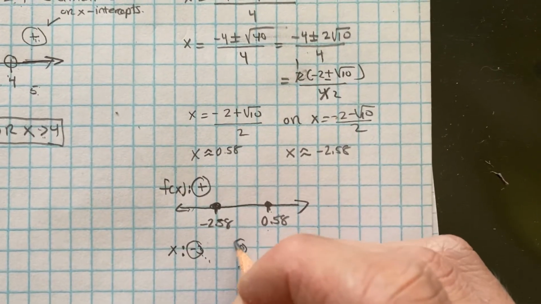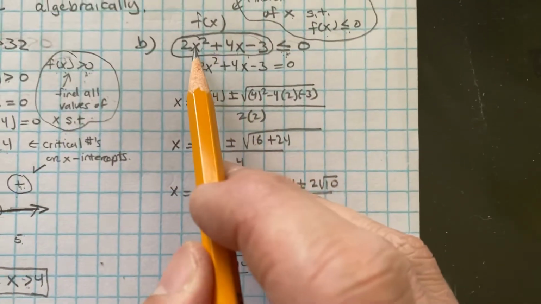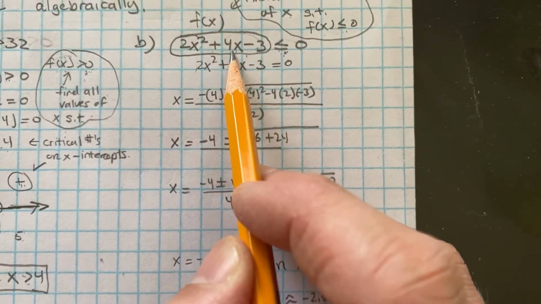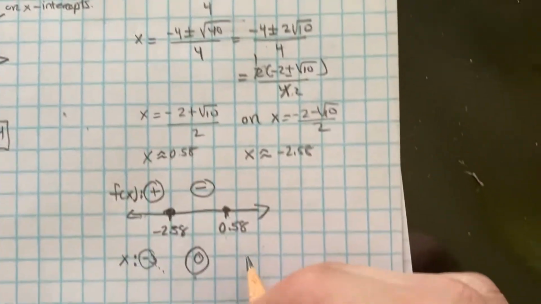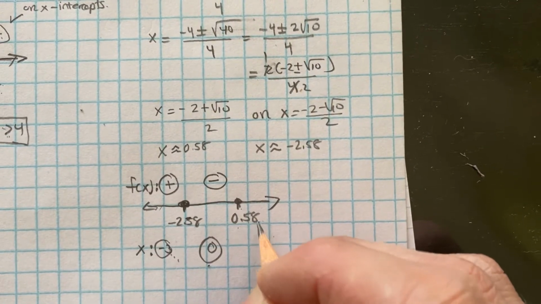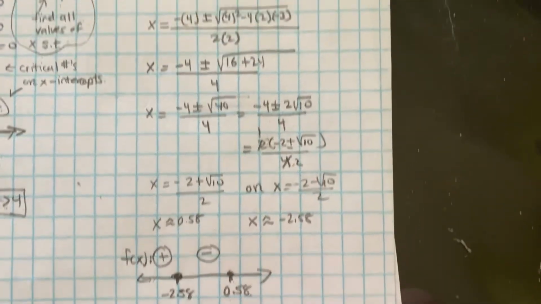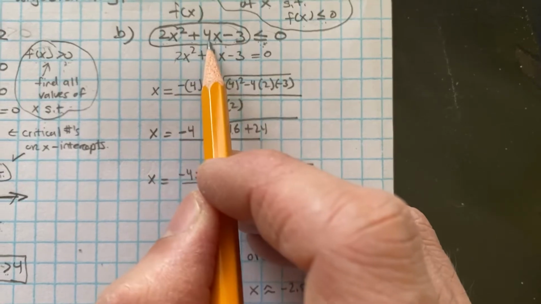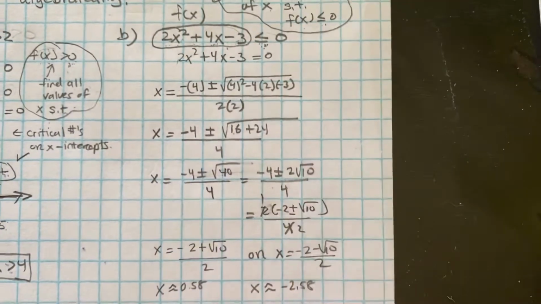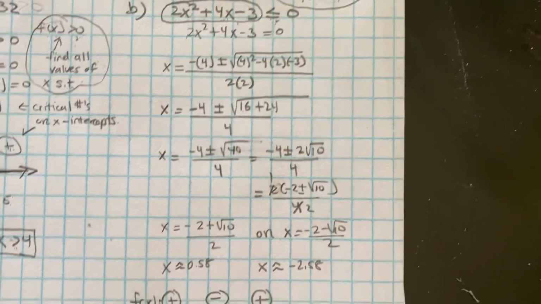Let's say if I plug in 0, 0 plus 0, that's 0. 0 minus negative 3, that's a negative 3. So that's a negative number. And lastly, if I plug in a number to the right of 0.58, let's say I plug in 1. 1 times 2, that's 2. 2 plus 4, that's 6. 6 minus 3, that's positive 3. Okay, so that's going to be positive.